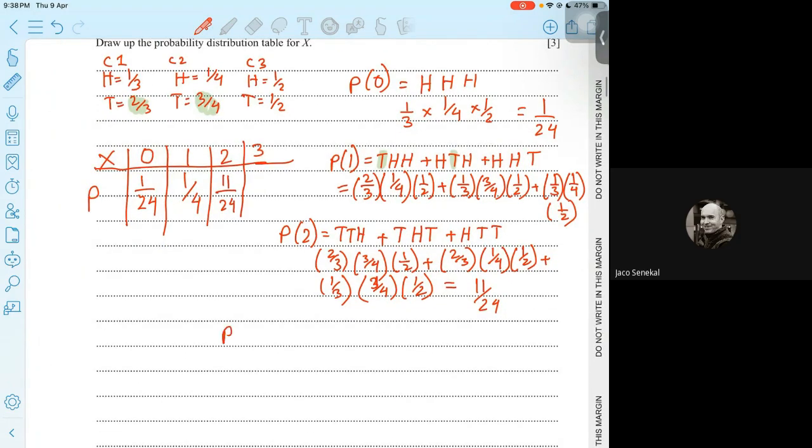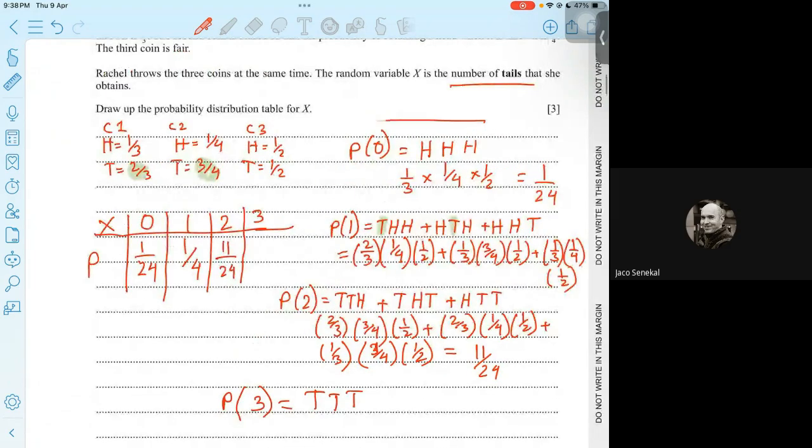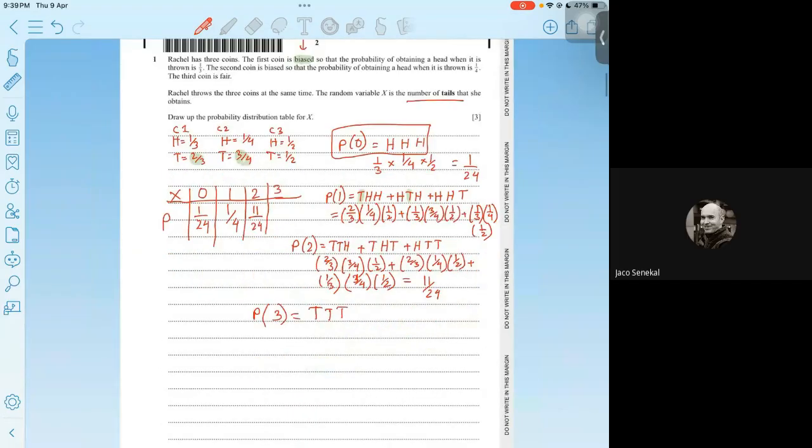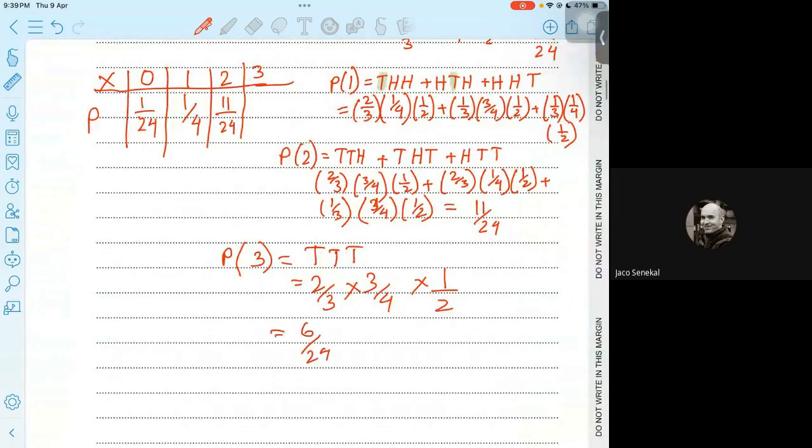The last scenario is just P of 3, which means all 3 have to be tails. It's similar to the first one where all 3 were heads. So we only multiply all the values of tails. So that is 2/3 into 3/4 into half. That is 3 4s are 12, 24, 6/24, which is 1/4. So this should be 1/4.